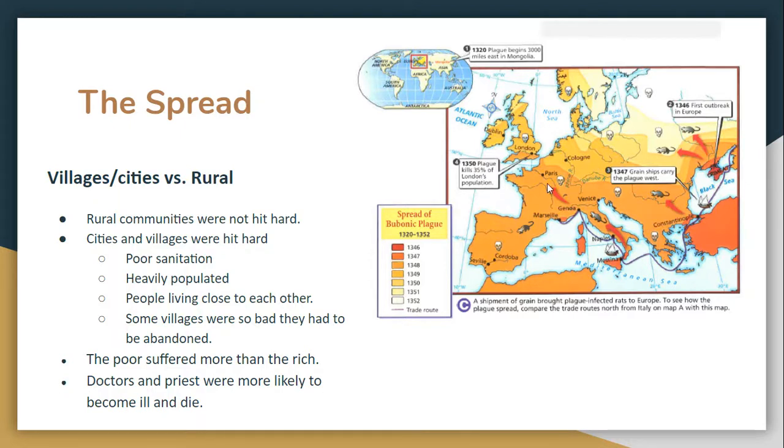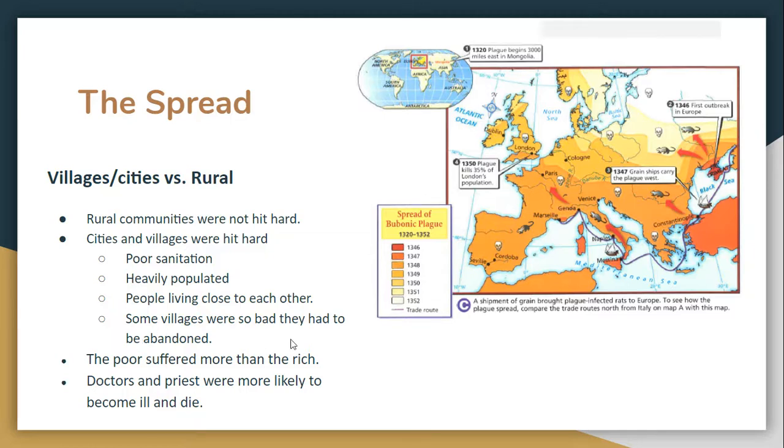London was a pretty heavily populated city. So now we're going to look at cities and villages versus rural communities. We're going to determine which one was hit harder. So we say that the rural communities were not hit as hard because cities were really hit hard because they had poor sanitation and were heavily populated and people lived really close to each other. And some villages were so bad that they had to be abandoned. Like people just left the whole village and left everything there.